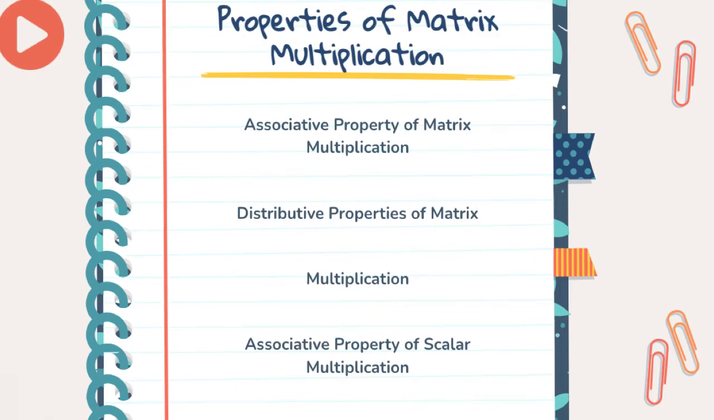Properties of matrix multiplication. We have the associative property of matrix multiplication, which tells us that we can take matrices A times B and multiply them by C. And that's the same thing as if we took matrix A and multiplied it by matrices B and C. So basically this is just a grouping property.